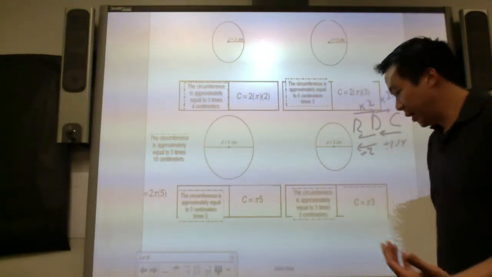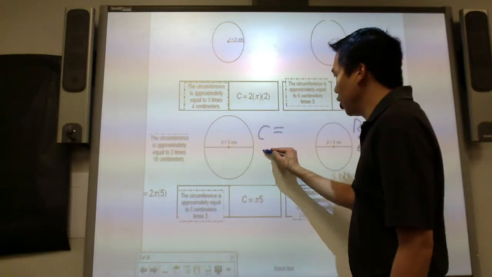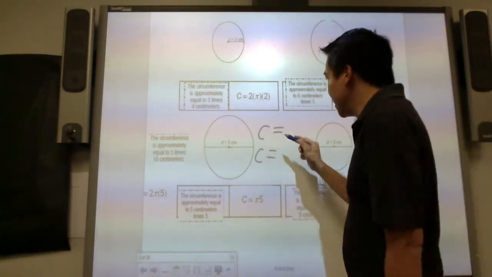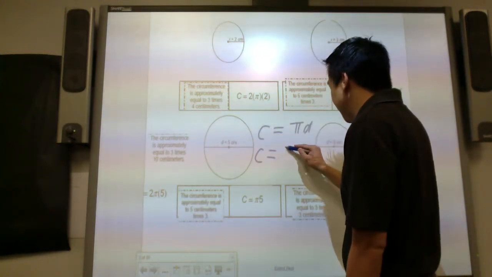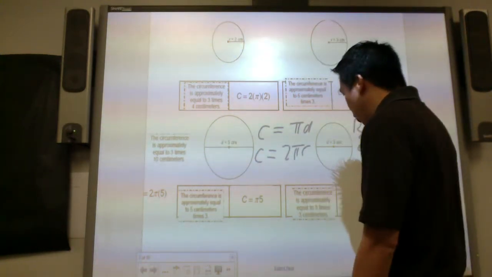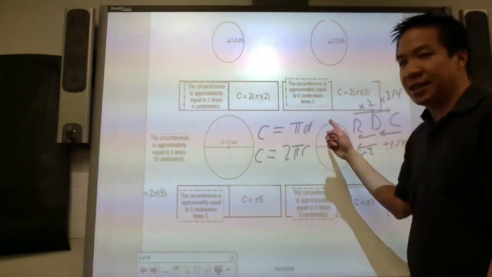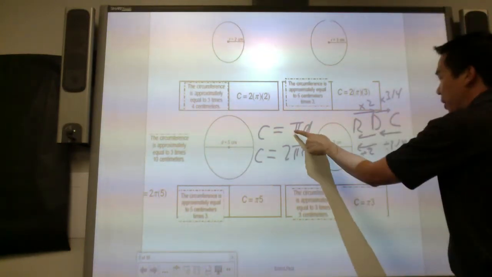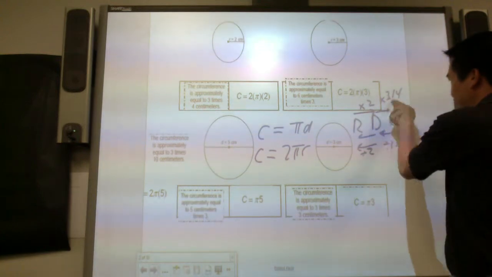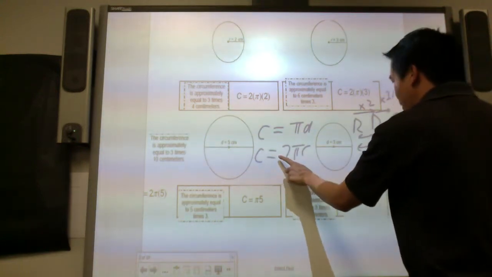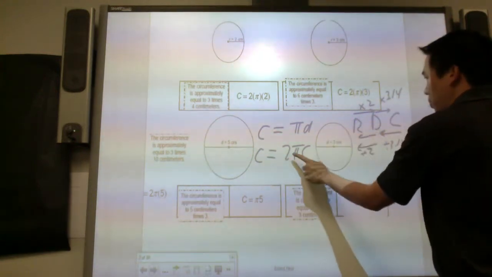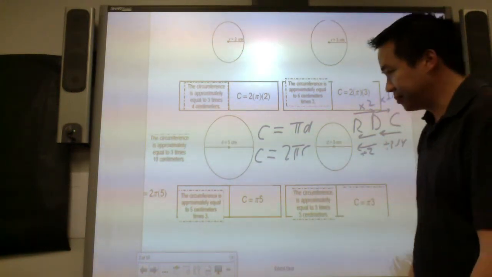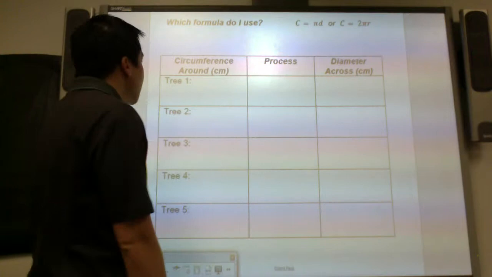And so again, you don't have to memorize it. These are given on your 7th grade reference chart, which you do have. C equals pi d, C equals 2 pi r. So what does each one stand for again? d stands for diameter. To find the circumference, you multiply the diameter by 3.14. And to find the circumference using radius, you multiply by 2, then you multiply by 3.14, and you get a circumference.